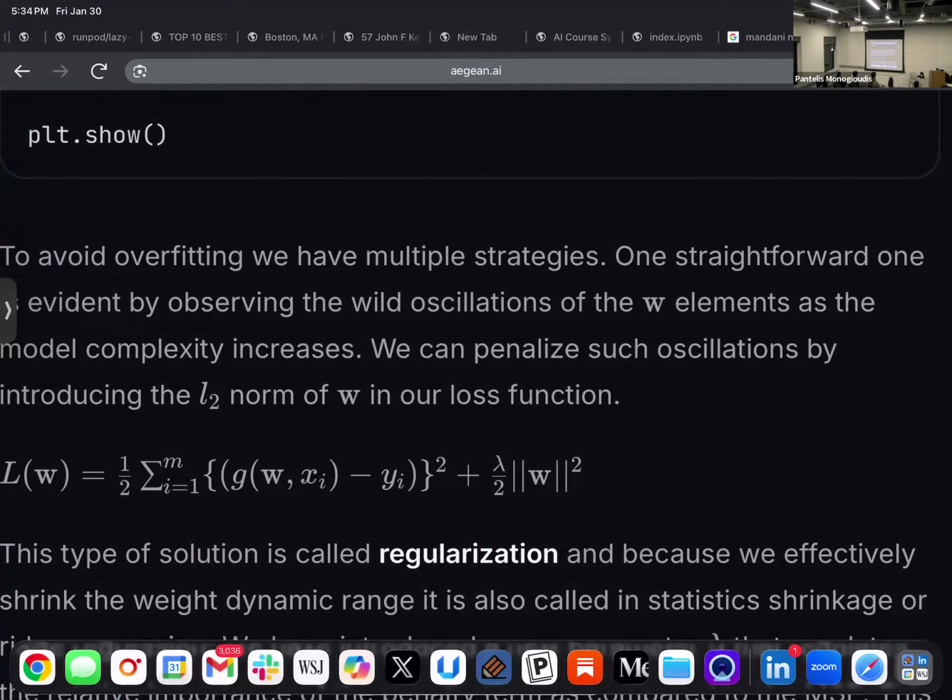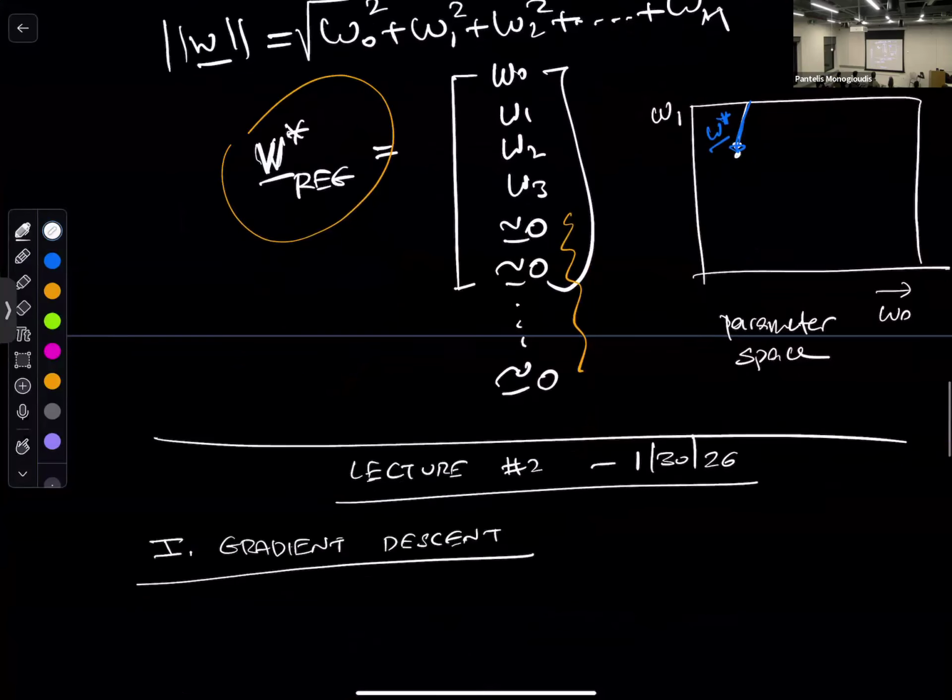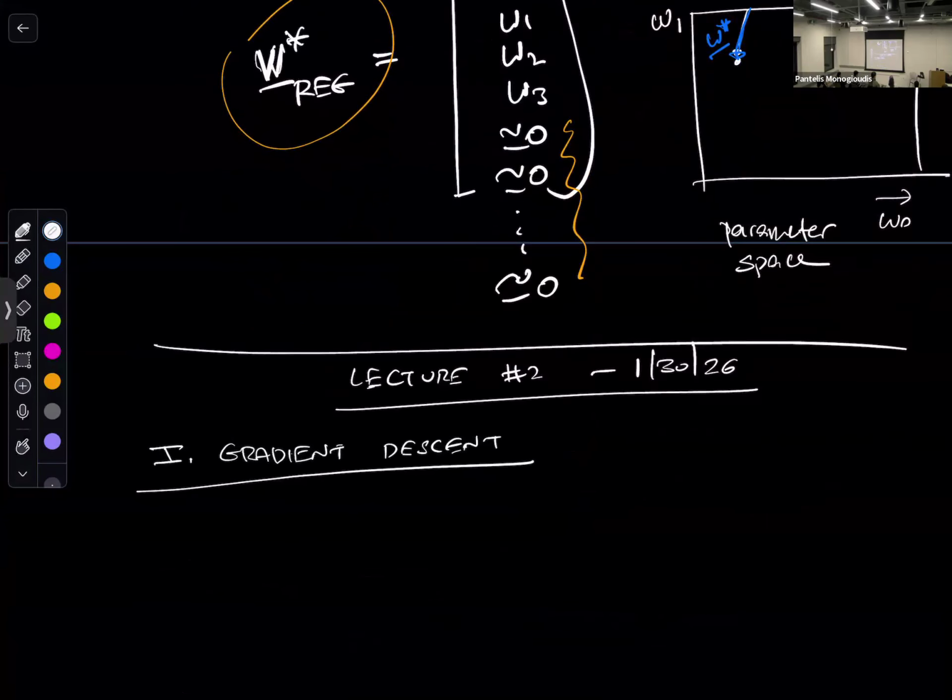What I was showing you something about. Oh no, I was just writing this, the gradient descent. Any other questions before we progress?